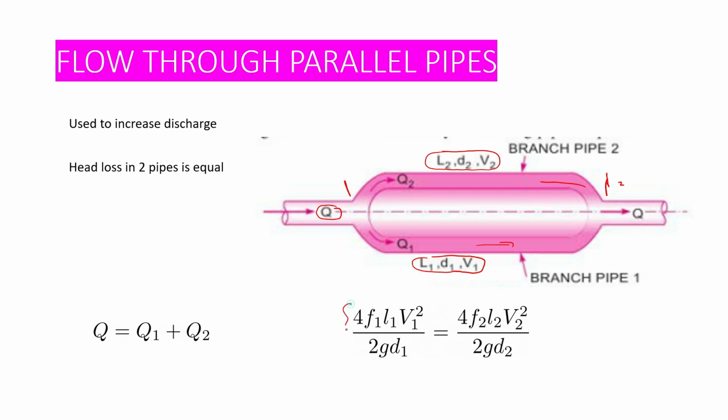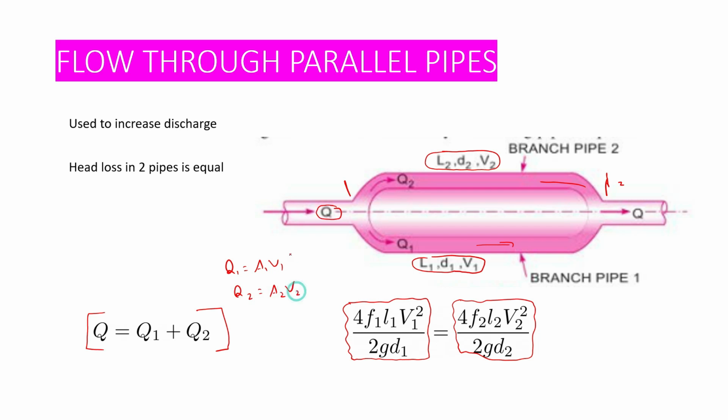That means the head loss through pipe L1 is equal to 4FL1V1 square by 2GD1. This is also equal to the head loss through this second pipe, that is equal to 4F2L2V2 square by 2GD2. And total discharge will be equal to Q1 plus Q2. And Q1 is equal to A1 V1 and Q2 is equal to A2 V2. So this concept can be used to solve the problems.